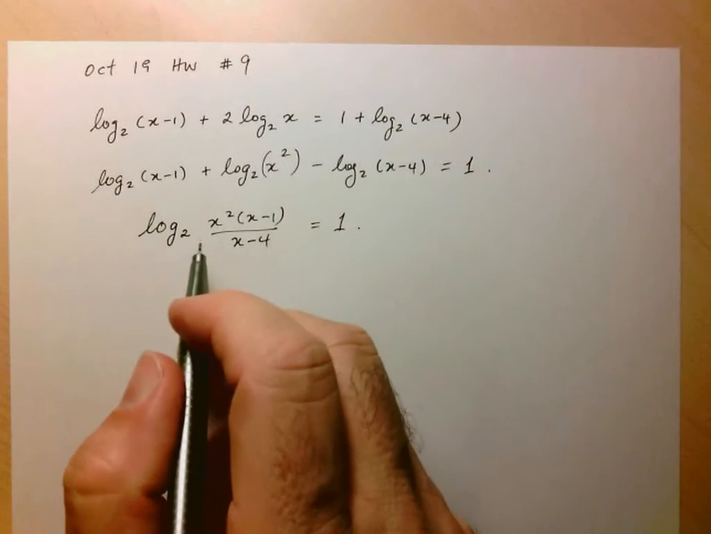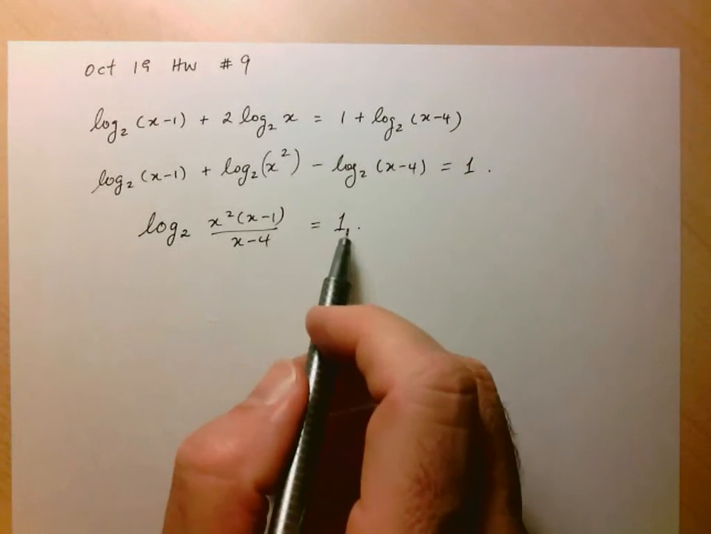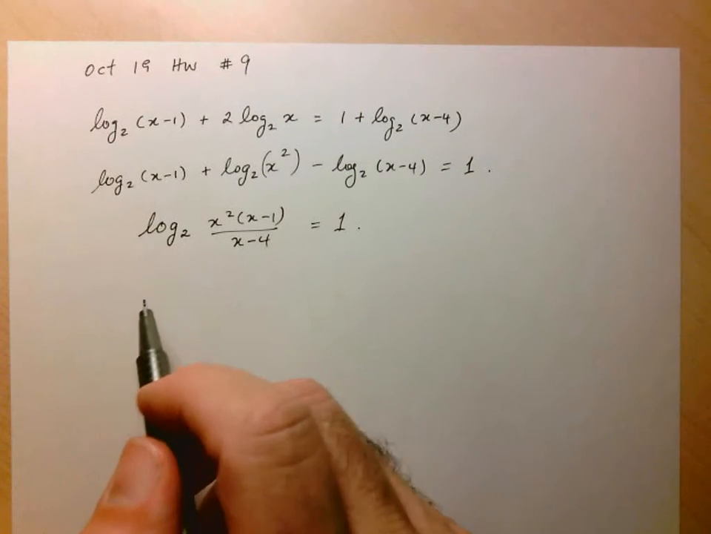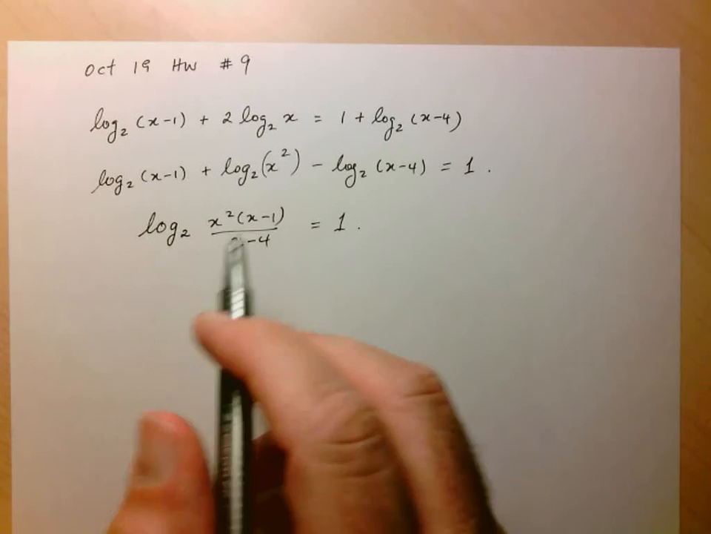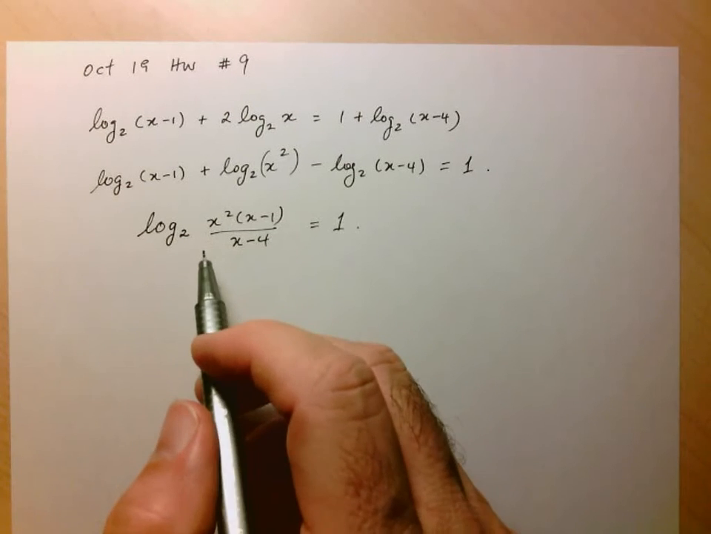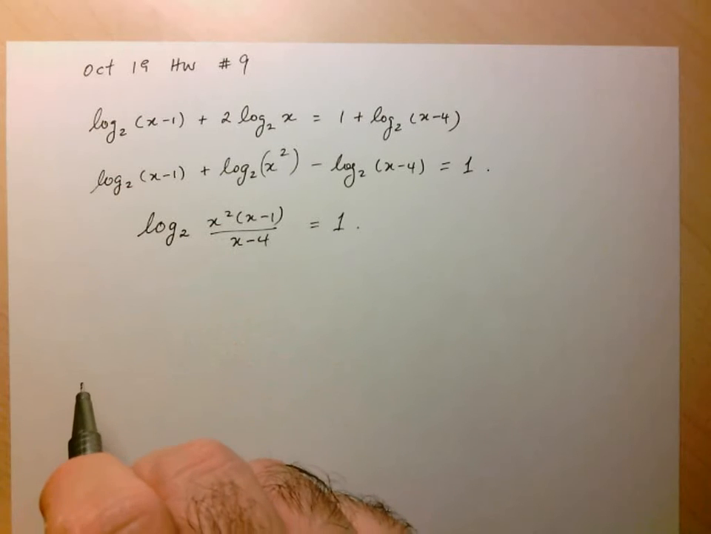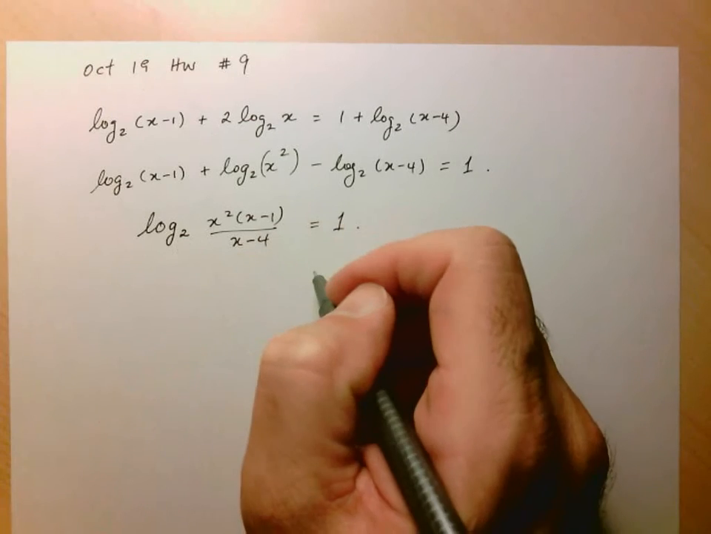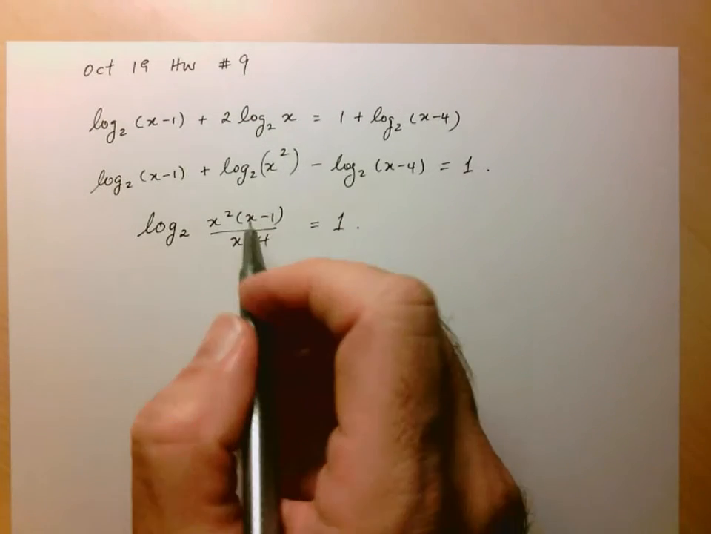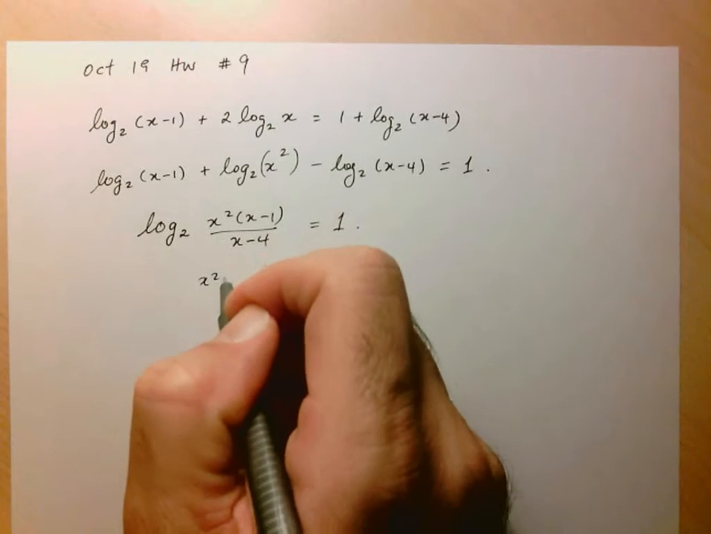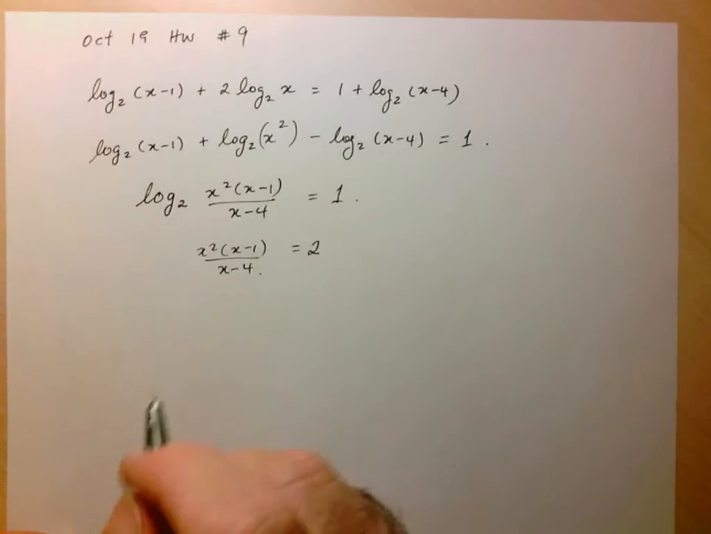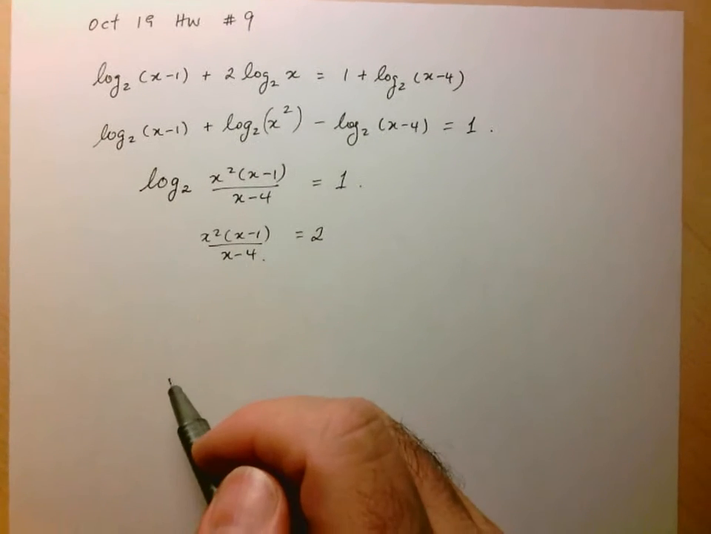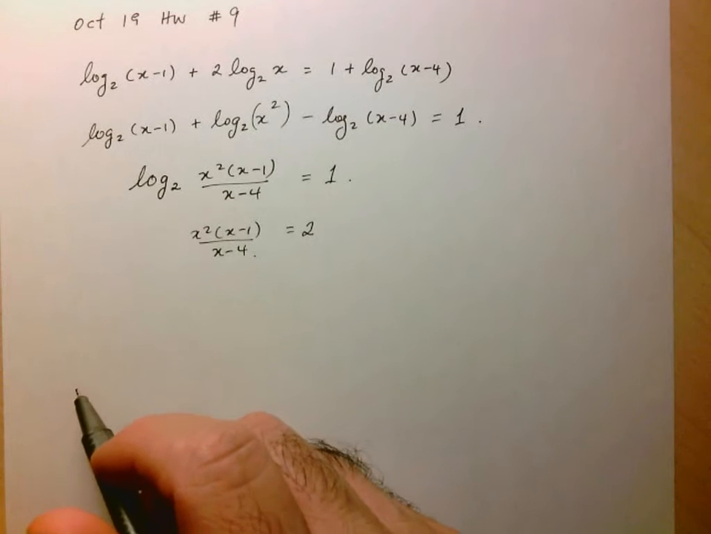And this is the scenario I was talking about, because now I've got a single logarithm equal to some constant, and now I can use the alternate version, the exponential version of this equation. So what is that alternate version? It's base 2 exponent 1, so 2 is equal to the result, x squared times x minus 1 over x minus 4. And what we have here now is a rational equation that I can solve. So let's go ahead and do that.